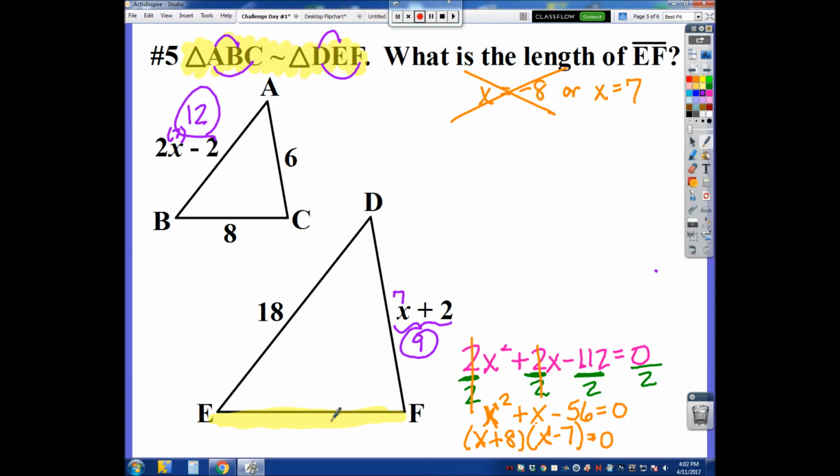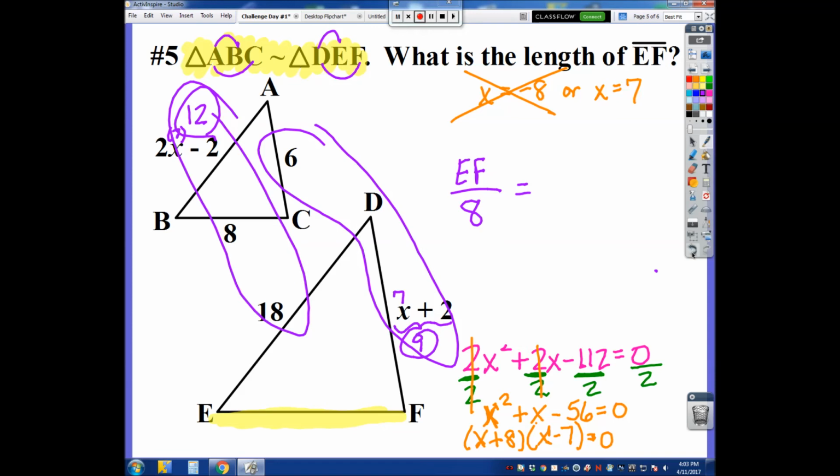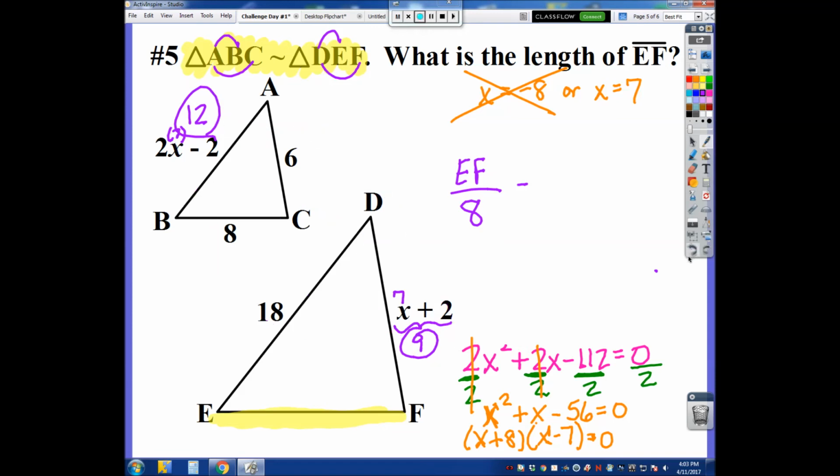So if I wanted to solve for EF, I could set up a proportion to say that EF over 8, right, the bottom matches with the bottom in this case, equals, and then I can set either the right side to the right side or the left side to the left side. So would I rather work with 9 and 6 or 12 and 18? I would rather use smaller numbers.